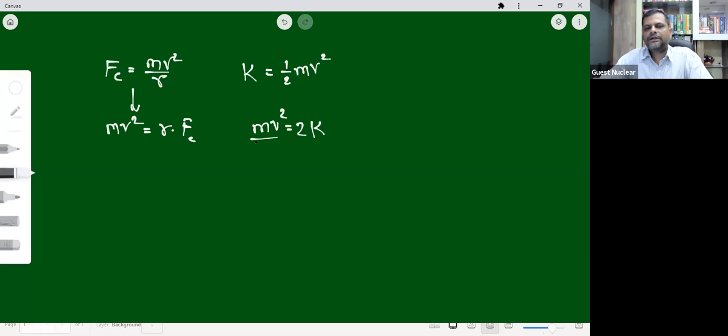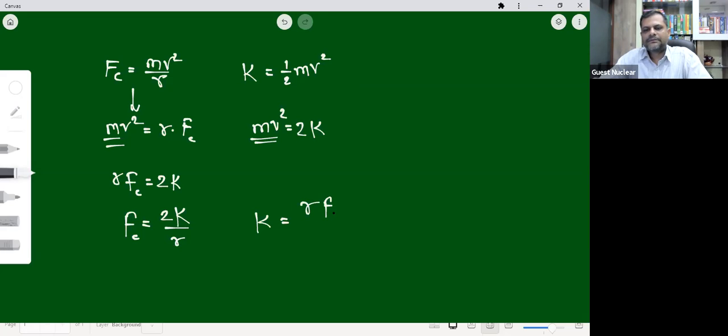Now if we equate this value of mv square from both of these formulae, then we get that r into Fc is going to be 2K, so that we can express Fc in terms of K as 2K by r, and we can also express K in terms of Fc as r times Fc upon 2. That's it. Just read this question once again.